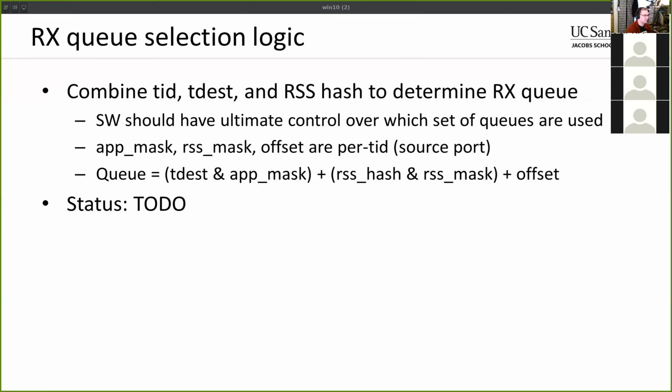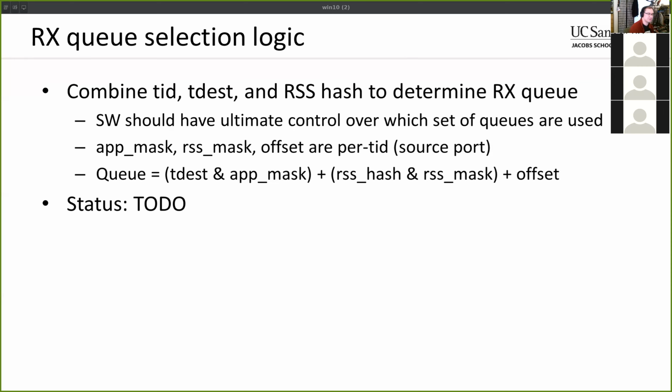And the idea here is, how does TID fit into this? Well, we have a different app mask, RSS mask, and offset based on the TID. We have different registers for that, and the TID is set based on which port the packet entered through. So this allows you to make that lookup and do something based on the port.